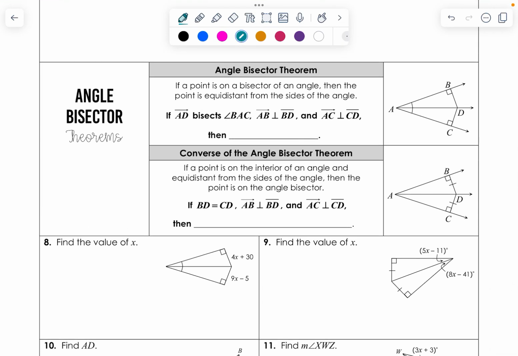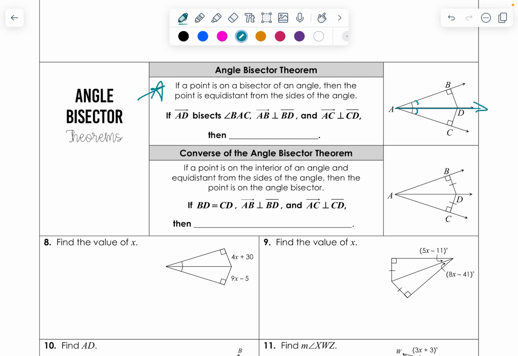All right, now we are going to talk about angle bisectors. Angle bisectors, as we know, bisector means it's going to cut it in half. So if a point is on the bisector of an angle, then the point is equidistant from the sides of the angle. In other words, this ray, we'll call it ray AD, is cutting this angle in half. So these are two equal pieces.